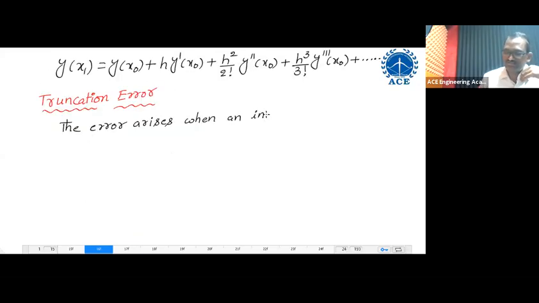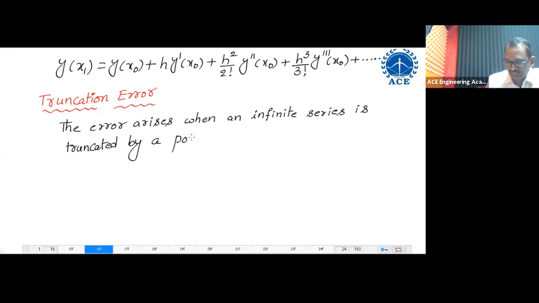The error arises when an infinite series is truncated. An infinite series is cut by a finite series, when an infinite series is truncated by a polynomial.